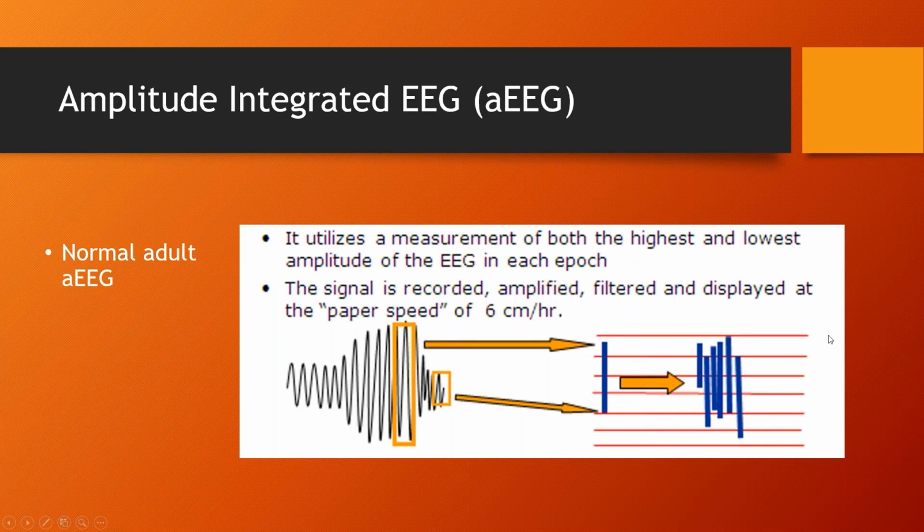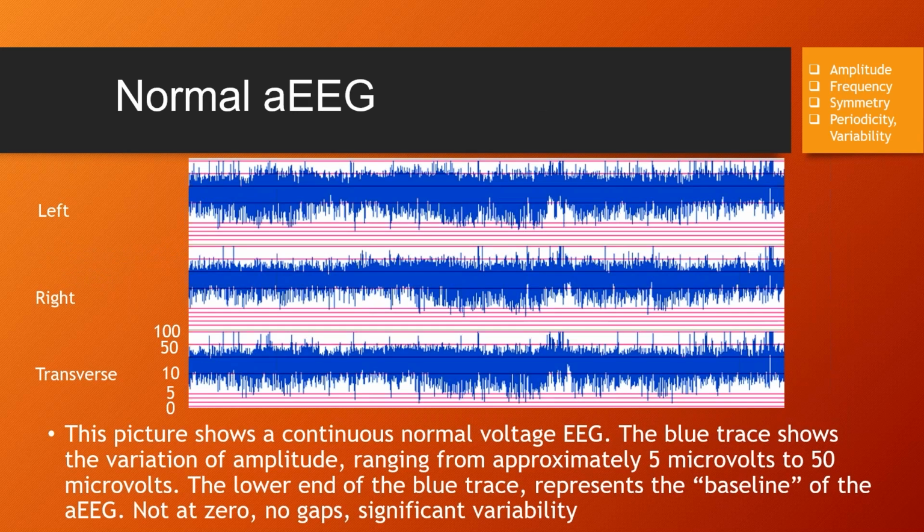Amplitude integrated EEG. We talked about this. It is a measure of the high and low amplitudes in each epoch of the EEG, and we're going to filter it, rectify it, and put it on a semi-logarithmic scale so that it looks something like this.